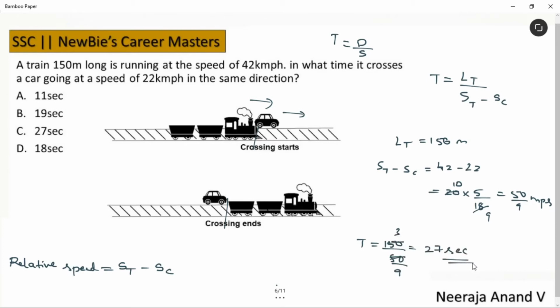Am I clear? This is the third pattern, the present one. The train is crossing a moving object and the length of the object is negligible. The last pattern is train crossing another train. Okay? Train crossing a moving object but the length of the object is not negligible. Am I clear? Very simple patterns. Let's learn that question now where the train crosses another train.